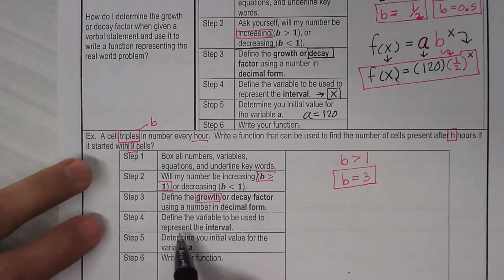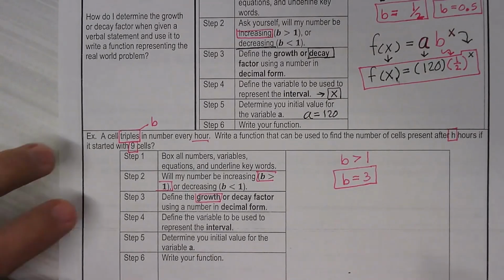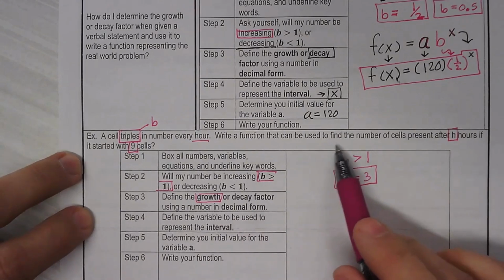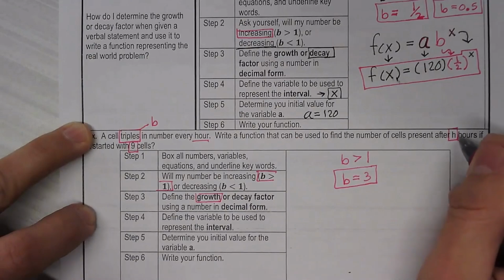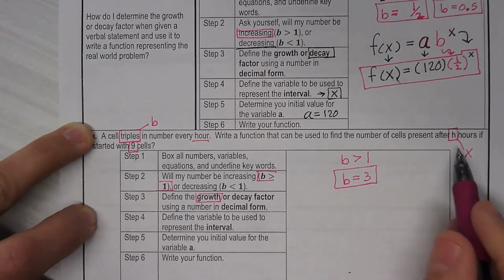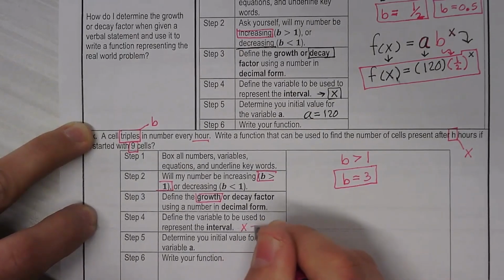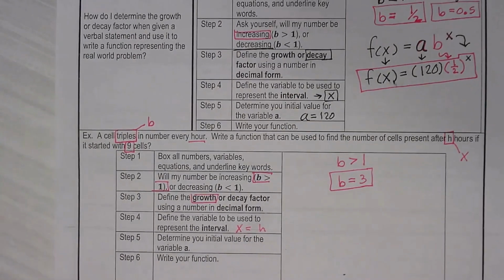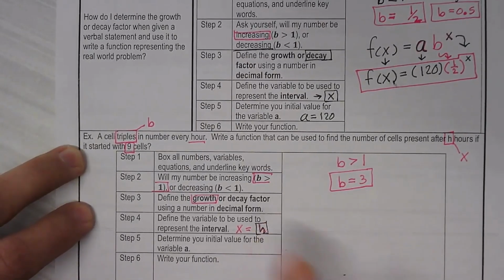It says define the variable to be used to represent the interval. Okay, so let's find that. This one says find the number of cells present after h hours. H is our time, so that's our x value. So in this case, we are not going to use an x. We're actually going to use an h. So I'm going to put right here, x is actually going to be equal to an h. They told us they wanted h instead of the x. So I know what that is.